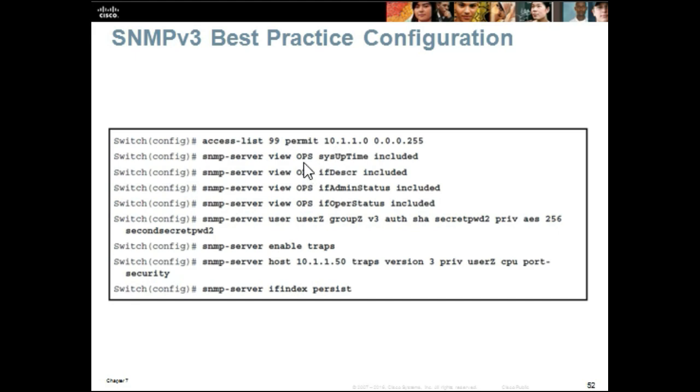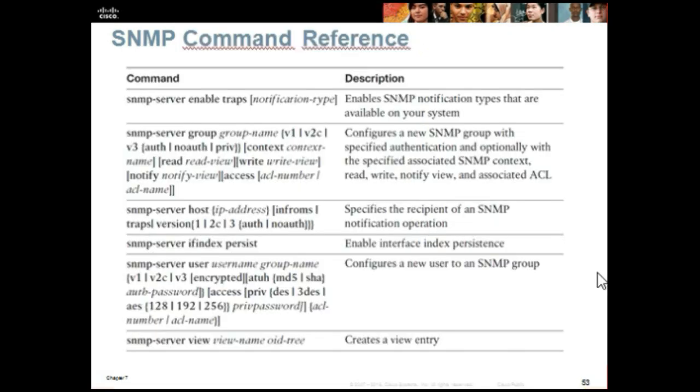And this one is just for, let's say the switch is shut down and then it's restarted or rebooted, the interface index for this switch will remain. So as a reference, this is the SNMP command that we have seen before. Okay, so that's it for SNMP.